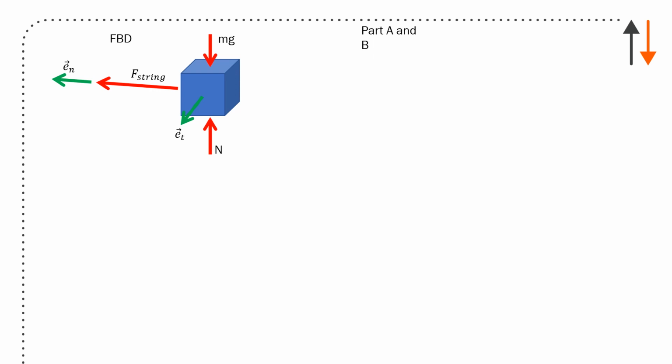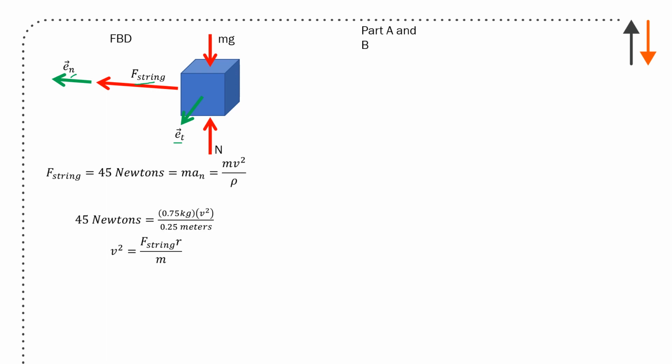Starting out, for a free body diagram, I need to know my tangential and normal directions, which are given. I need the force of the string, which is the only force acting in the normal direction, and weight and normal force, which are acting up and down. There's no friction in this problem. Force of the string is equal to 45 newtons. It's mass times acceleration, which is mv squared divided by rho, the normal acceleration. So I'm given 45 newtons, I put the terms in, I solve for v squared, and I get a velocity of 3.87 meters per second.